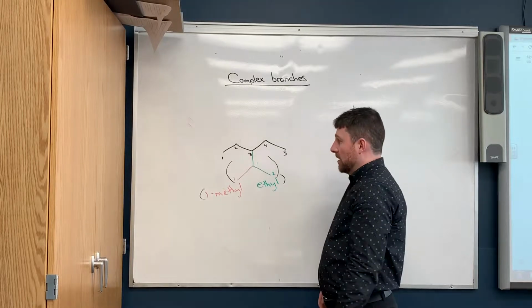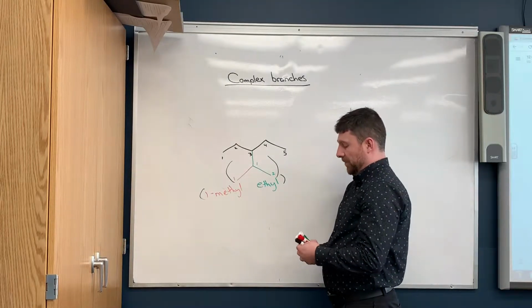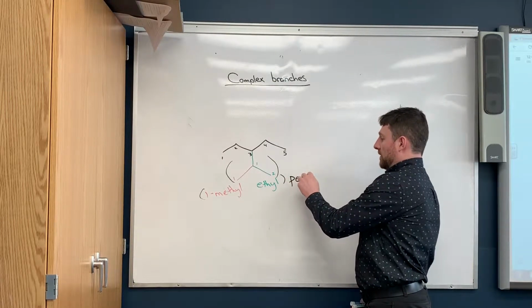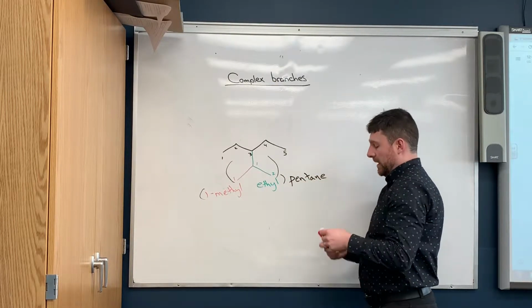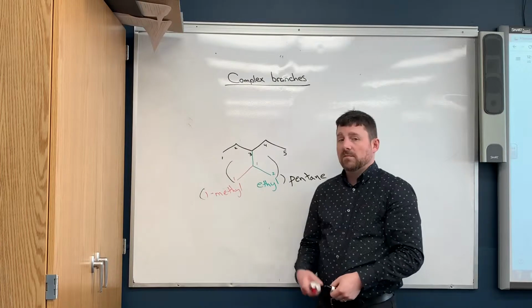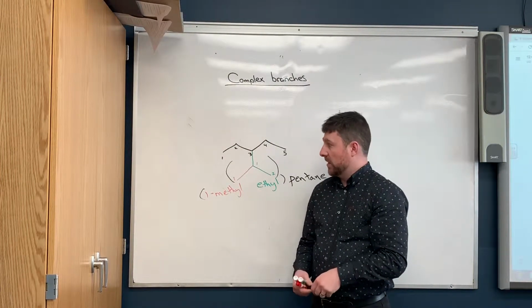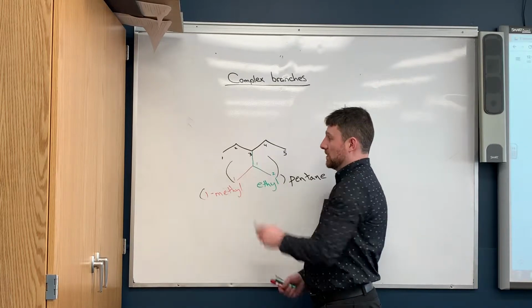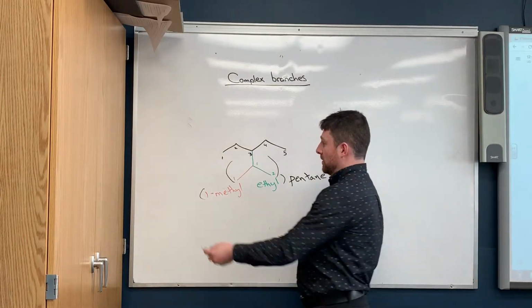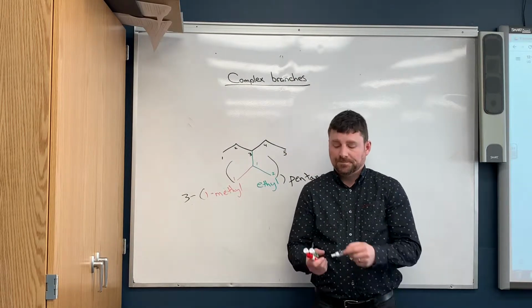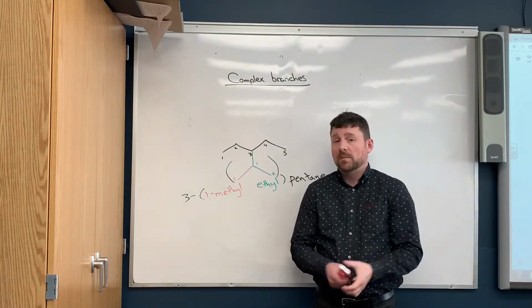Okay, so then all we have to do is say, what's our main chain? Again, this is a pentane. And of course, we need to make sure that we say where our complex branch is occurring. In this case, it's on the 3rd carbon of pentane. So we say 3, 1 methyl ethyl pentane. So that's how we name complex branches.